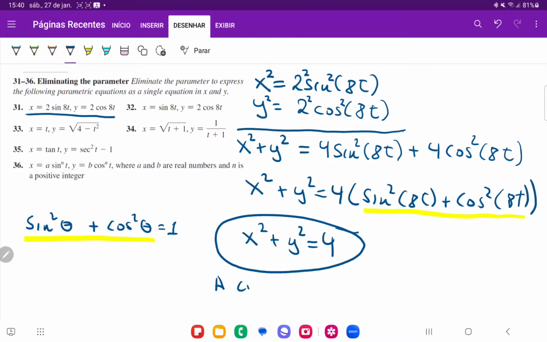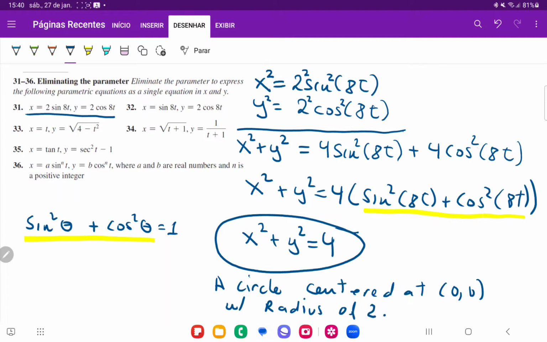So this is a circle centered at 0, 0 with the radius of 2. So that is it. We have eliminated the parameter and expressed it as a single equation in terms of x and y.